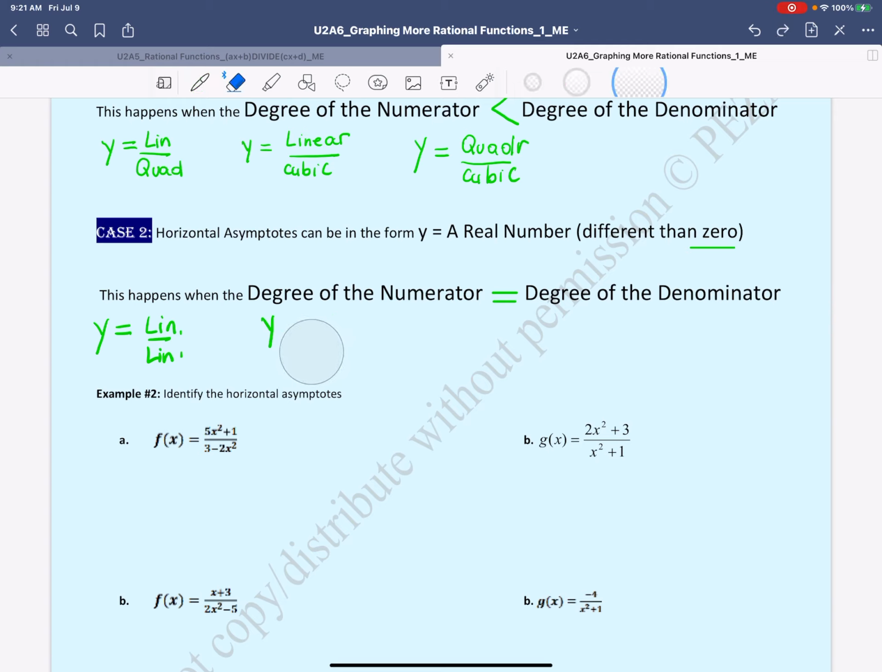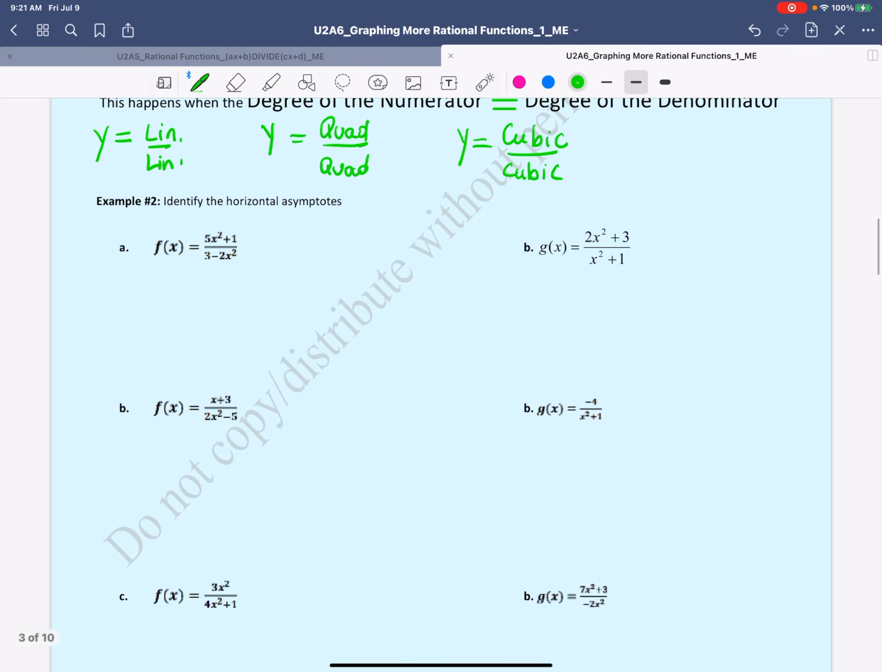beautiful writing here, sorry about this. Easy to get excited when you talk about math. So y equals cubic over cubic, and you can continue on forever. So why does this happen? Let's take a look at the examples, and this will become clearer, we hope.